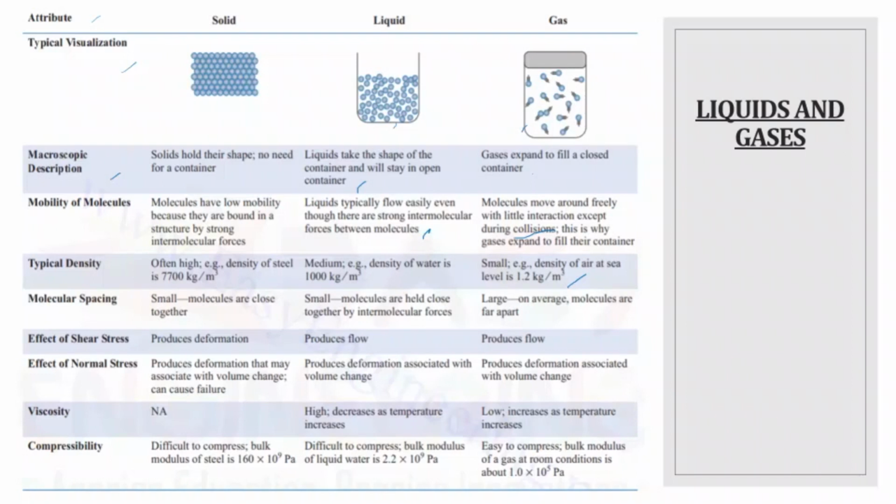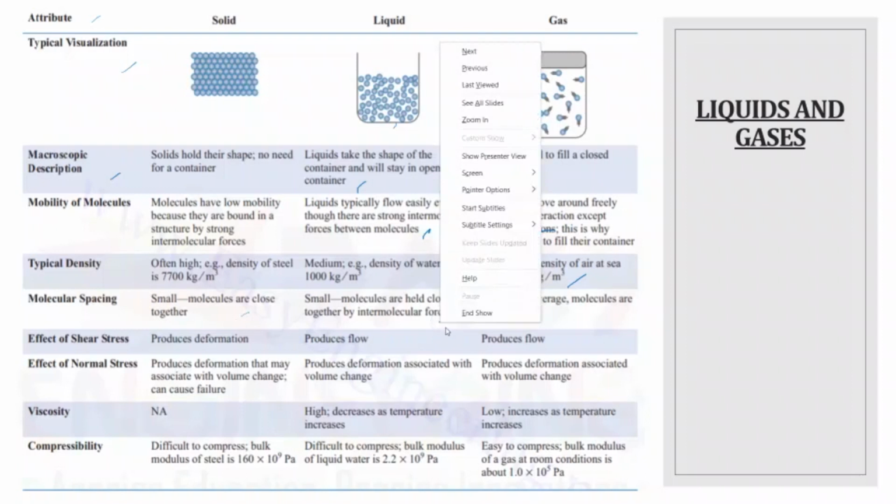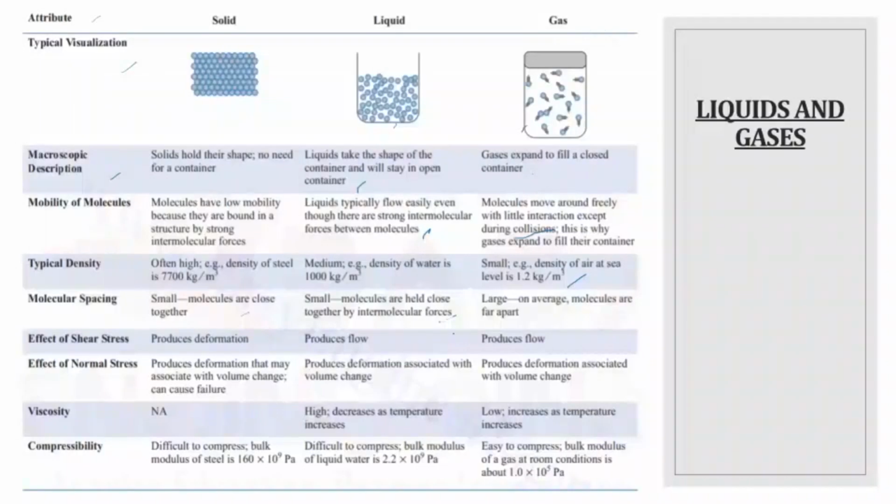Molecular spacing for solid is very close. For liquid, molecules are held close together by intermolecular forces. For gases, there is a large space between them. On average, molecules are far apart, as we can see on the illustration.